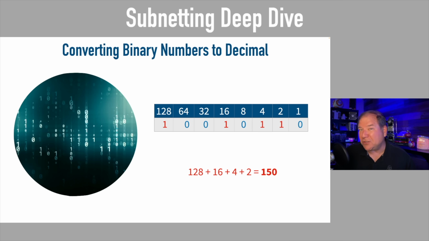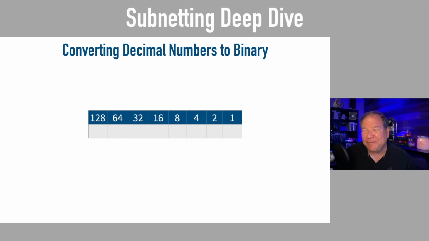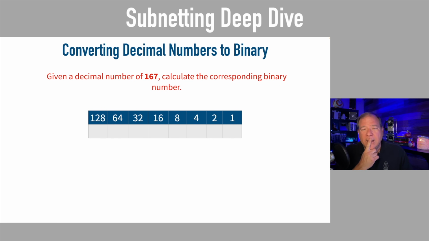There's a little extra work going the other way, but it's still simple. It just takes a little bit longer. Let's go in the other direction. Let's take a decimal number and convert it to binary. We're still going to use that same table that we have. And let's say that we have this number of 167. And we want to calculate the corresponding binary number for that. Well, here's what we do.